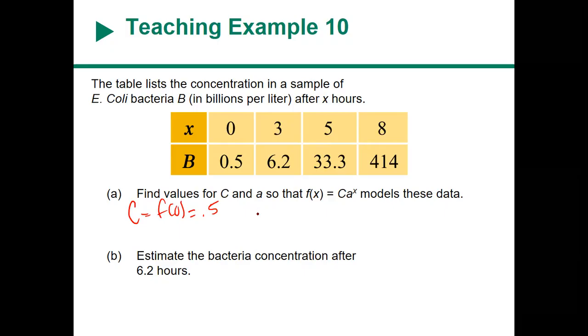Let's use, what will we use? We'll do 5 and 33.3. This is my X, this is my Y, and I'm plugging into what I know. So I have an X, I have a Y, and I have a C. All that leaves me to do is solve for my A. So we have 33.3 equals 0.5 times A to the 5.